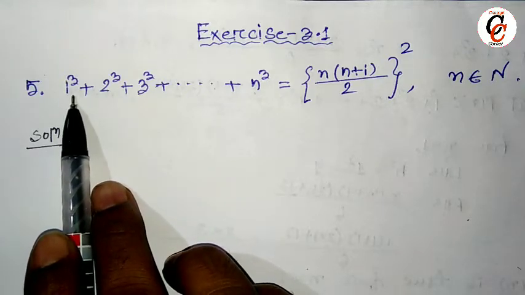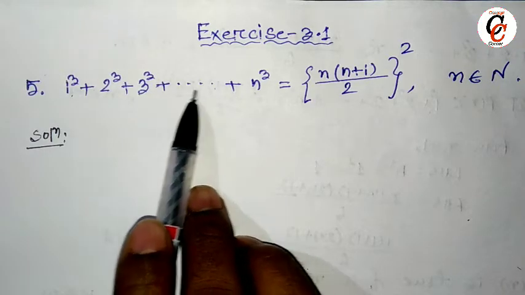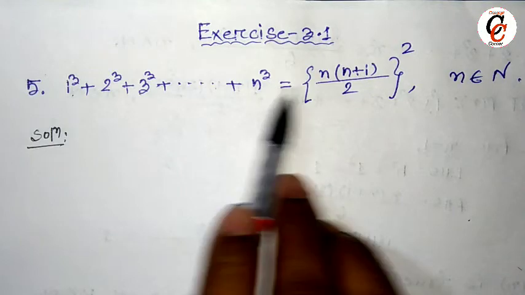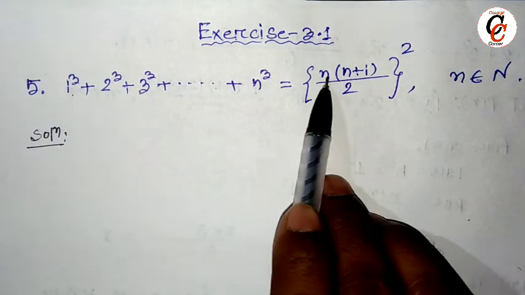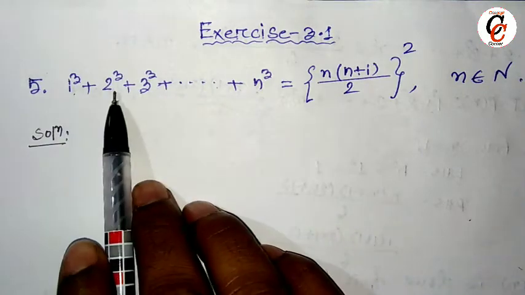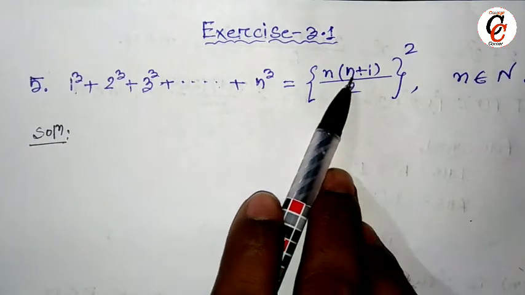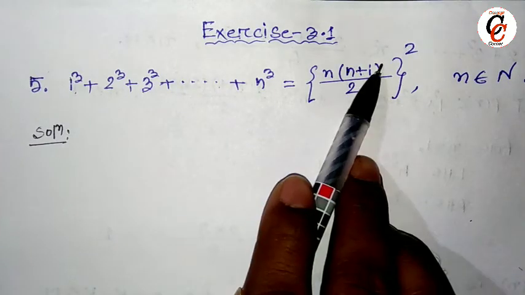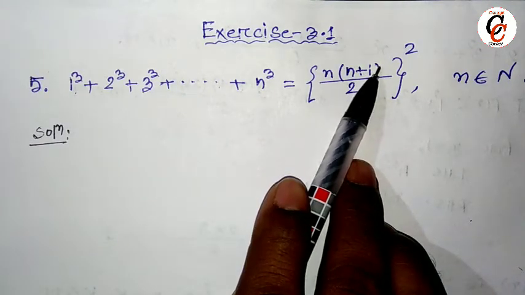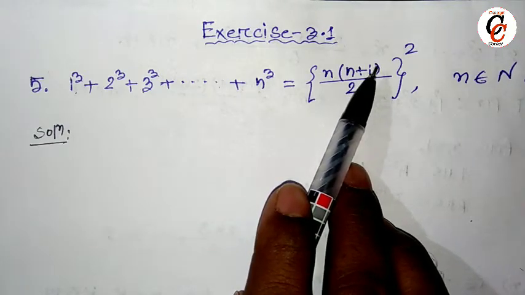Question number 5 is that 1 cube plus 2 cube plus 3 cube plus dot dot dot plus n cube is equal to n into n plus 1 by 2 whole square. That means the sum of cubes of n natural numbers is equal to n into n plus 1 by 2 whole square. So this one also we have to prove by the method of mathematical induction.